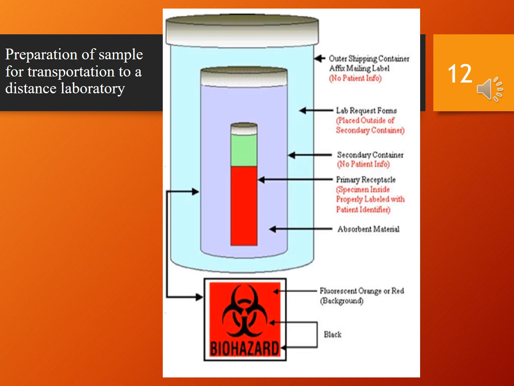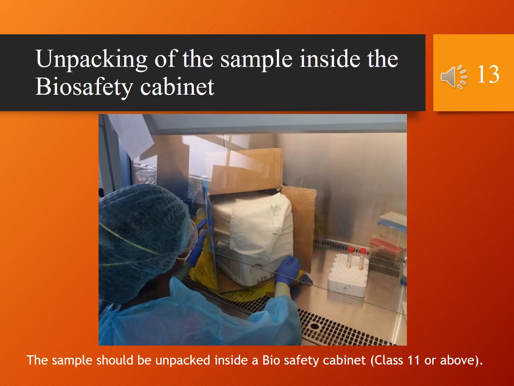Securely place this inside a secondary container, preferably a plastic container. The container is kept inside the outer container. Keep some ice packs or frozen gel packs between the second and outer container. Accurately filled laboratory requests should be handed over with the package. This slide shows the unpacking of samples inside the biosafety cabinet.